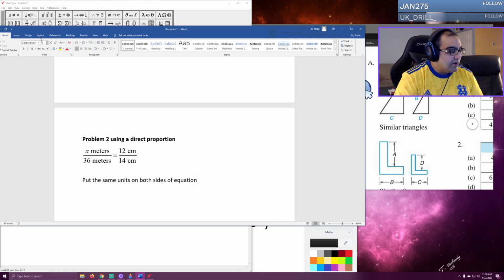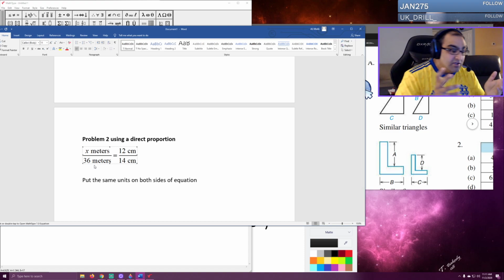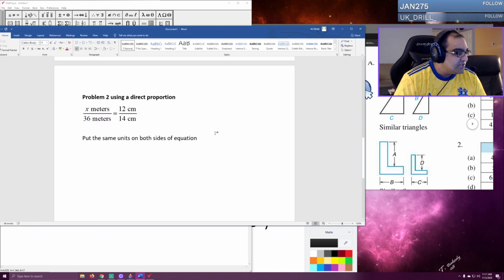So how do you know this is direct? Well, again, you have x meters equal to 12. So top goes to the top. 36 meters somehow associates with 14 centimeters. So 36 is directly related to 14 centimeters. Some amount of meters is related to 12, and some amount of meters, again 36, is related to 14. The process is exactly the same. Cross multiply and do all that stuff. That stuff is exactly the same. It's just that first part that happens to be rather important, making sure centimeters is on one side and meters is on the other side.